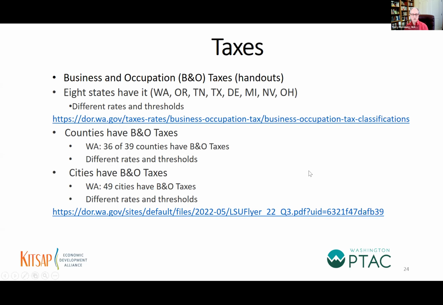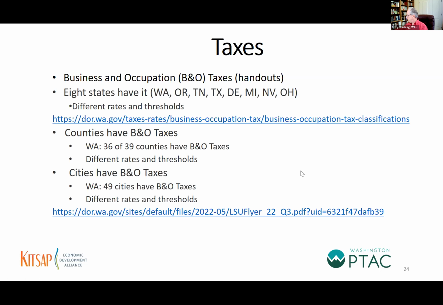So I've done the research on this, and I have found that there are 8 states in the United States that levy a B&O tax. And I have provided the list of the 8 that levy a B&O tax: Washington, Oregon, Tennessee, Texas, Delaware, Michigan, Nevada, and Ohio. So if you are performing work in any one of those states, you need to be aware that that state has a B&O tax that they are going to collect if you are subject to it. So you want to include that tax rate.